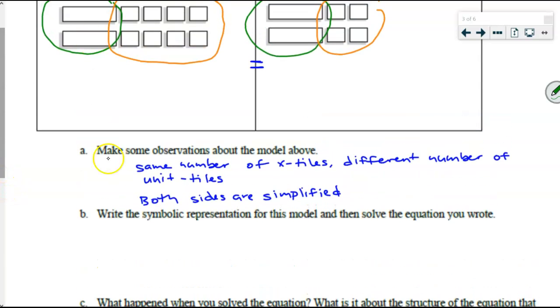Let's write that symbolic representation. So we have 2x tiles plus 8 unit tiles, which is equal to and balanced with 2x tiles and 4 unit tiles.